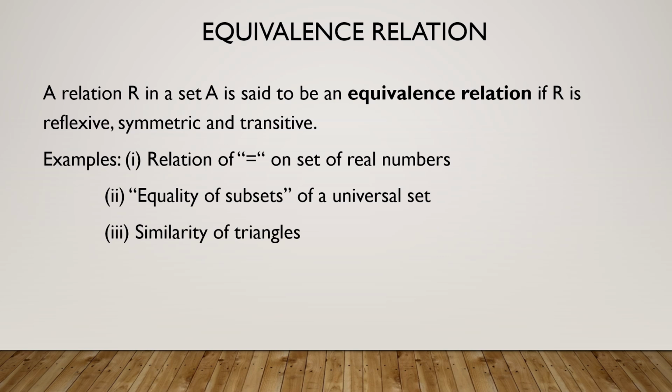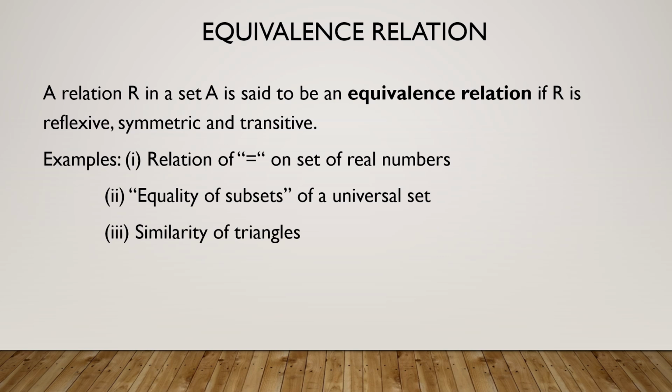Now, an important type of relation, equivalence relation. A relation R in a set A is said to be an equivalence relation if R is reflexive, symmetric and transitive. All the three properties have to be satisfied. For example, relation of equality on set of real numbers, obviously we have seen it is reflexive, symmetric and transitive. Same way, equality of subsets, which is defined on the universal set. That means set of all subsets if you take, that will also be an equivalence relation.